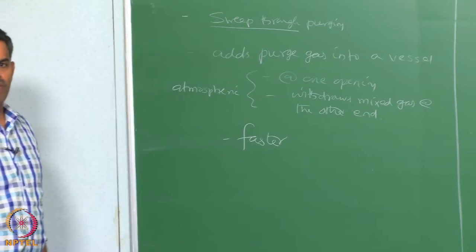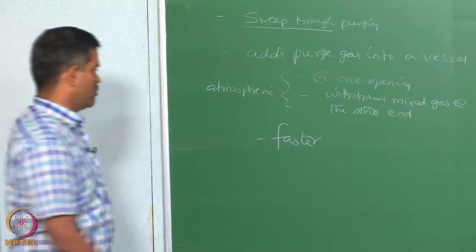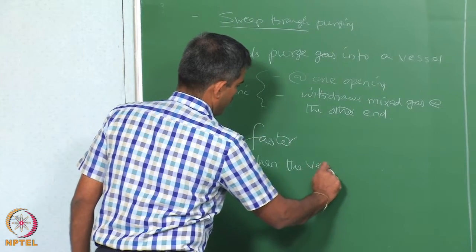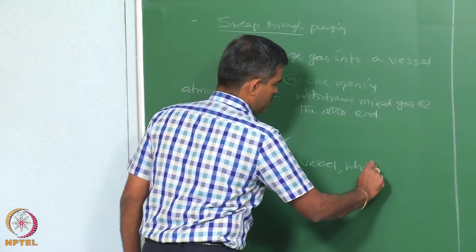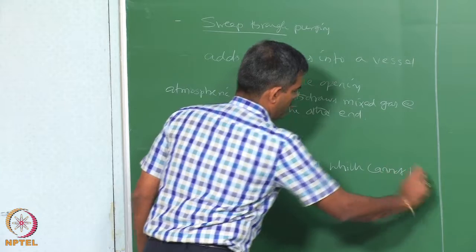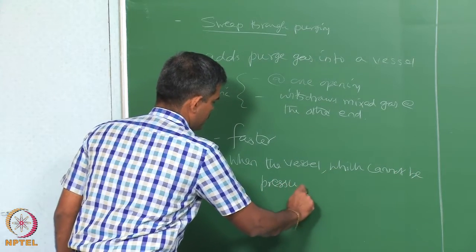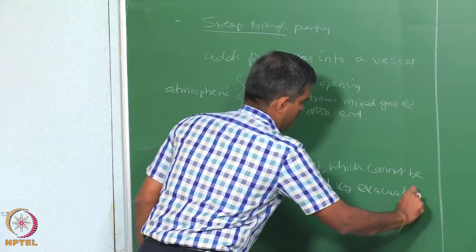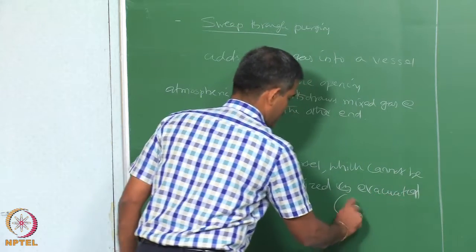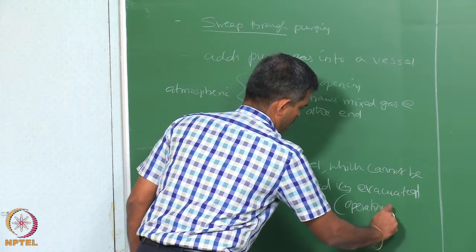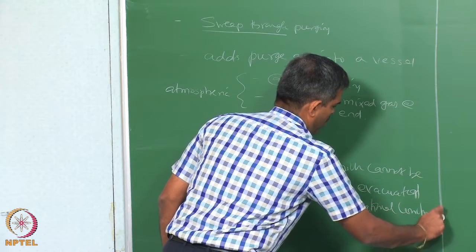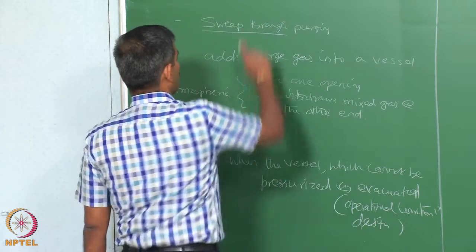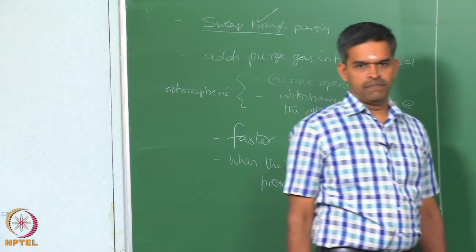It is actually used when the vessel is not rated for pressure or vacuum, that is very, very important. When you have a vessel which cannot be pressurized or evacuated because of some operational limitations, or because of design conditions, then in that case you can go for a sweep through purging.